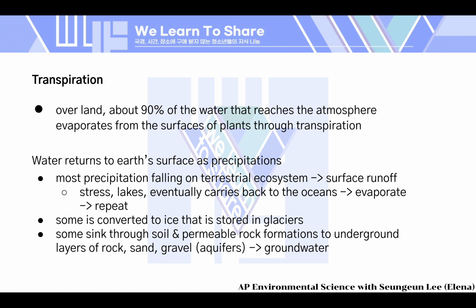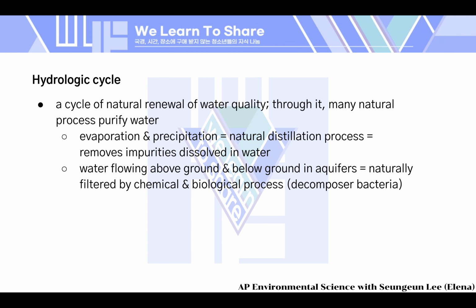And then when it goes to the ocean, it will evaporate into water vapor, and the whole cycle will repeat again. And some water that returns to the Earth's surface will be converted into ice that is stored in glaciers for a pretty long amount of time. And some other water that returns to Earth's surface by precipitation will sink through soil and permeable rock formations to the underground layers of rock, sand, and gravel, which are also called aquifers, and it will be stored as groundwater, inside or under the land.